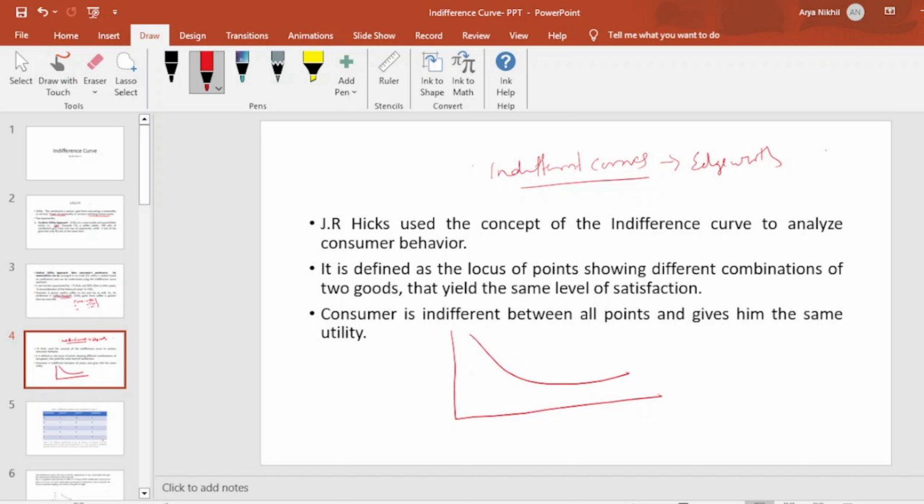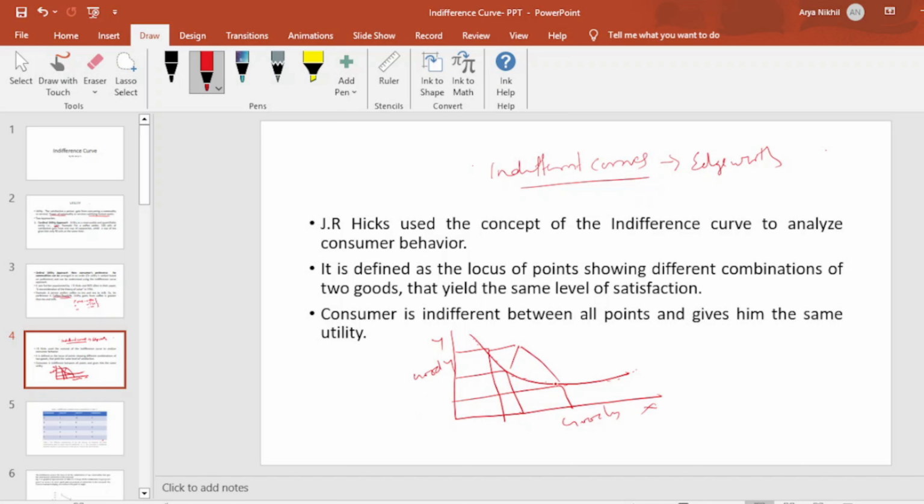It is the locus of points. These are all the points. This line represents points. That is, it is a locus of points showing different combinations of two goods. Here, good X, good Y. So it is the combination of two goods, and all these points are different combinations of two goods showing the same level of satisfaction to the consumer.